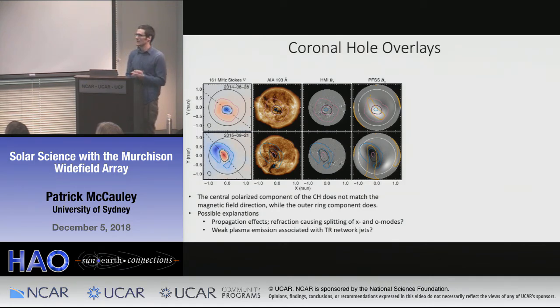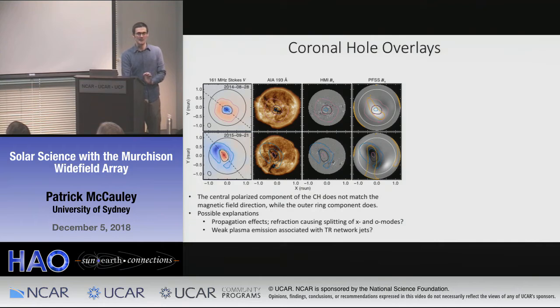Another idea that occurred to me really just a few days ago, and maybe doesn't make any sense at all, but I'm hoping that somebody here might have an opinion, is maybe we're seeing very weak plasma emission from network jets deep near the base of the corona in the transition region. When we're looking inside a coronal hole with the MWA, because the densities are so much lower, the emission is being produced at a much lower height.